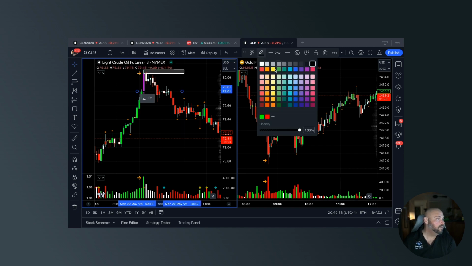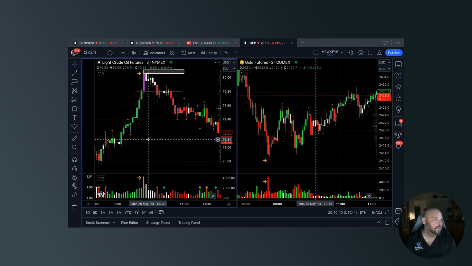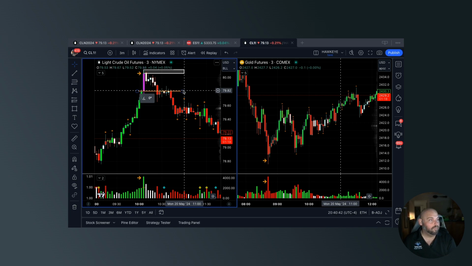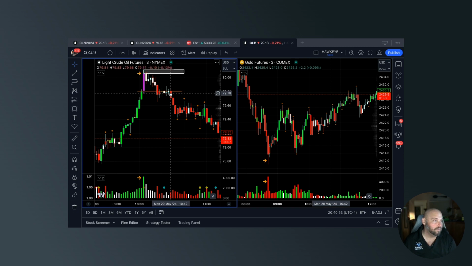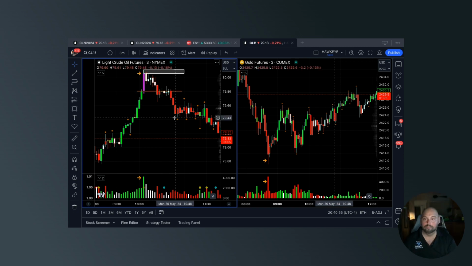Make that visible for you so you can see it. Now notice that's the bottom of the wide bar, okay? I just drew a line, 79.81. Price breaks it: resistance, resistance, resistance, resistance, resistance, boom.